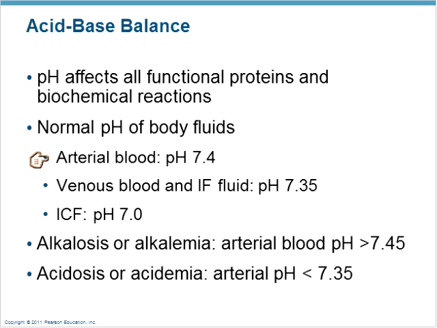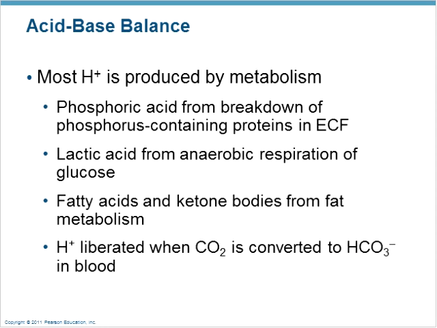Alkalosis or alkalemia, the arterial blood pH would be greater than 7.45. In acidosis or acidemia, the arterial blood pH drops to below 7.35. Most hydrogen is produced by metabolism, so we talk about the acid-base balance. That's important to know. Phosphoric acid comes from breakdown of the phosphorus-containing proteins.